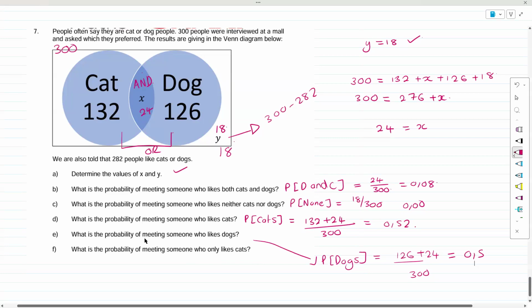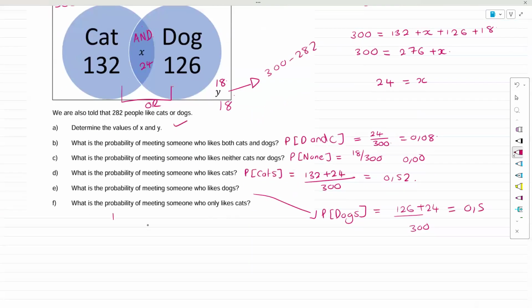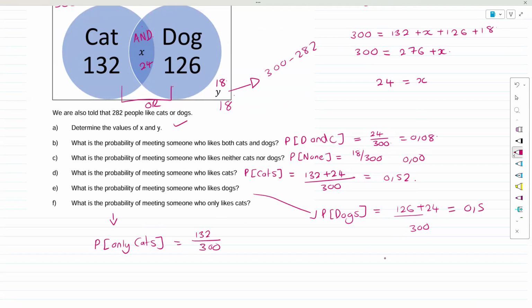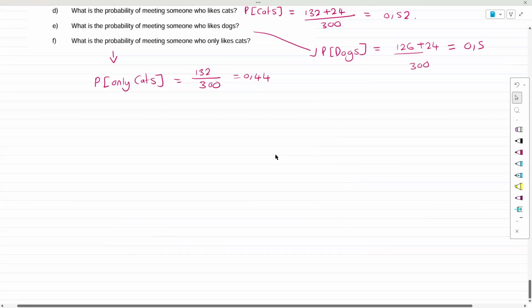0.5. And what is the probability of meeting somebody who likes only cats? Now, this one is where we look at only cats. Only cats would be 132 over 300, 132 divided by 300, and this is 0.44. I do disagree with this. I can't believe that more people like cats, but okay. But that's all there is to Venn diagrams.